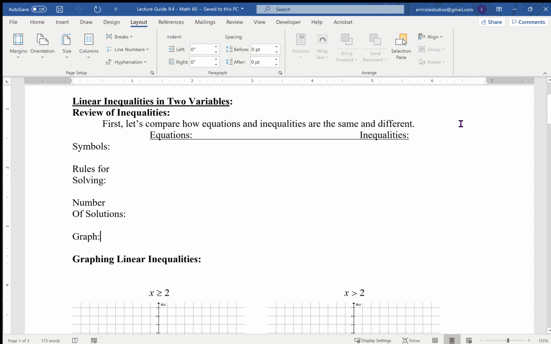Okay, to graph it, you either graph with points, you graph with the slope and the intercept, or 2 intercepts. Those are the ways we've learned to graph so far. All right, so graphing a linear inequality: x is greater than or equal to 2.